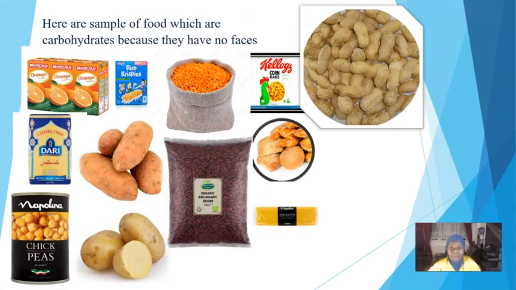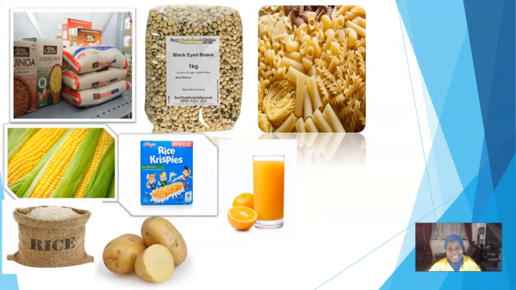Here are more examples of carbohydrates. They don't have faces, but they are carbohydrates. You can see here I have lentil, kidney beans, nuts in a shell, bread, croissant, spaghetti, sweet potatoes, couscous, chickpeas, orange juice. They are all carbohydrate and they have one thing in common: no faces. More examples of carbohydrate. We've got black eyed beans, pasta here, orange juice, yeah, no faces. Rice, sweet corn, all of them have no faces.